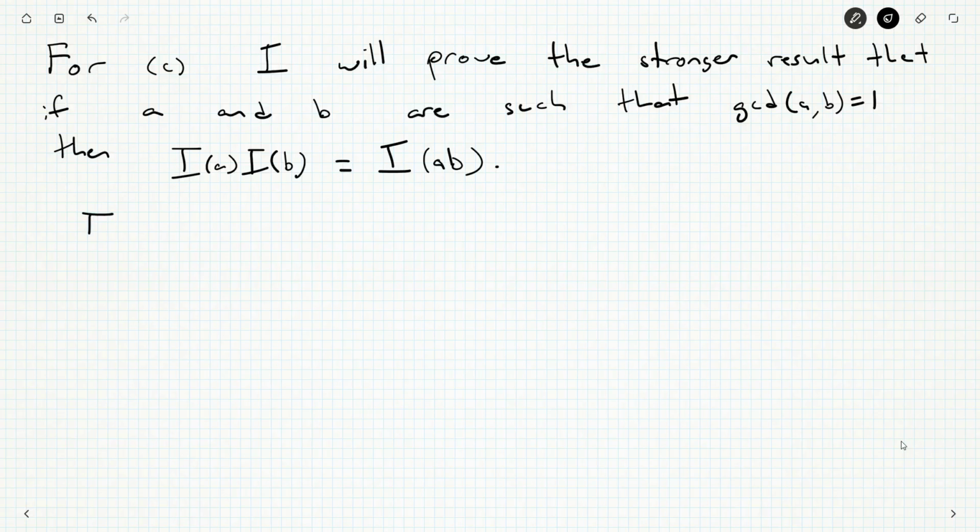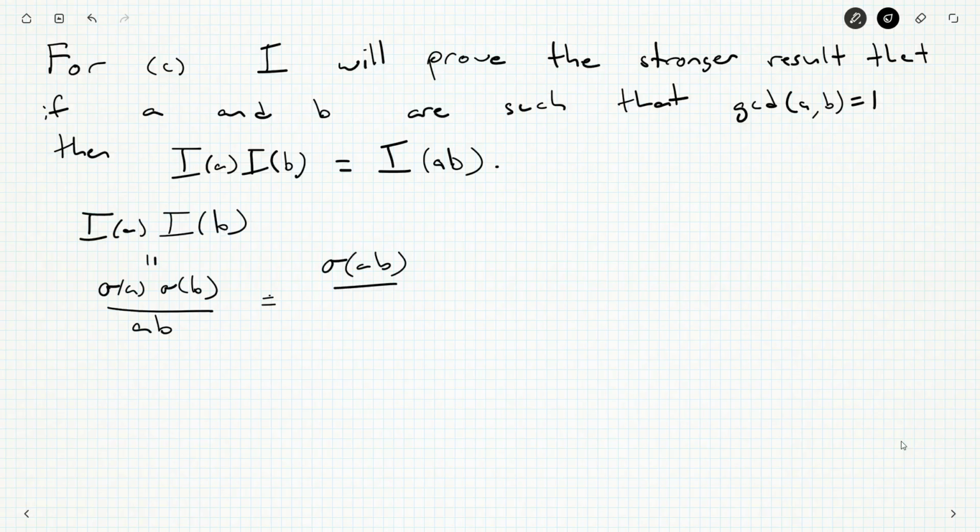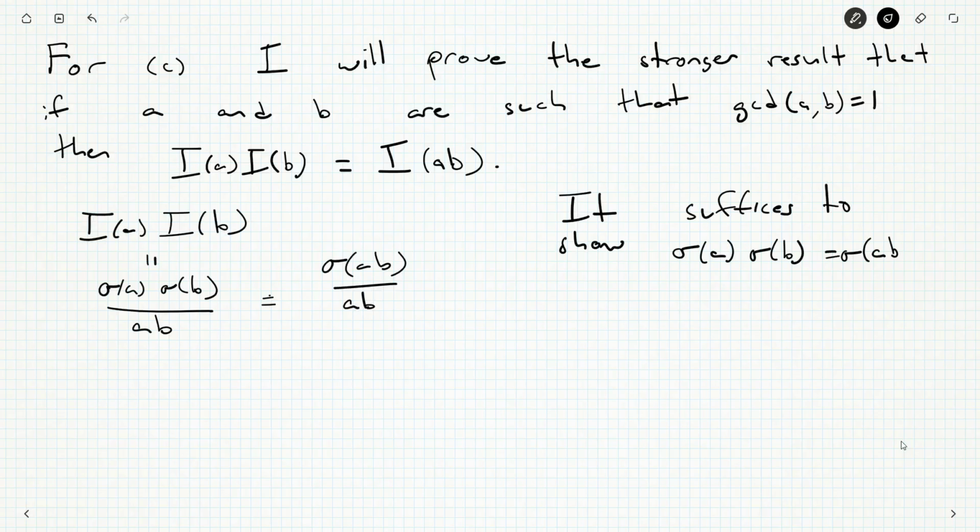So I of A, I of B, well, that's just sigma of A, sigma of B, over AB. And we want to show that that's sigma of AB over AB. It suffices to show sigma of A, sigma of B is equal to sigma of AB. Okay. So, how do we do that?